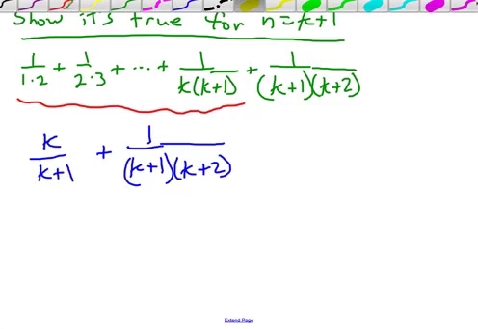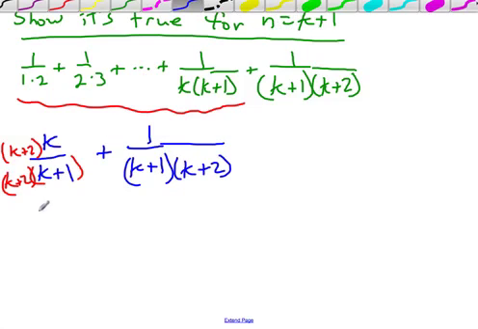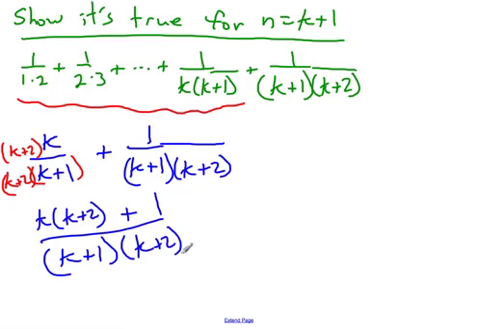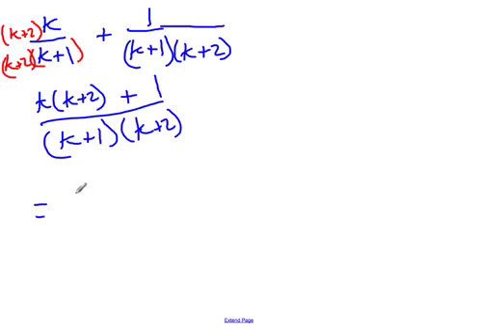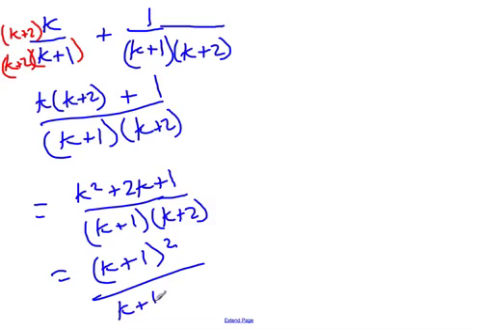And we're going to simplify this expression. We can multiply by k plus 2, and we will get k times k plus 2 plus 1 out of k plus 1 times k plus 2, which equals k squared plus 2k plus 1 out of k plus 1 times k plus 2, which equals, if we factor the numerator, k plus 1 squared out of k plus 1 times k plus 2.